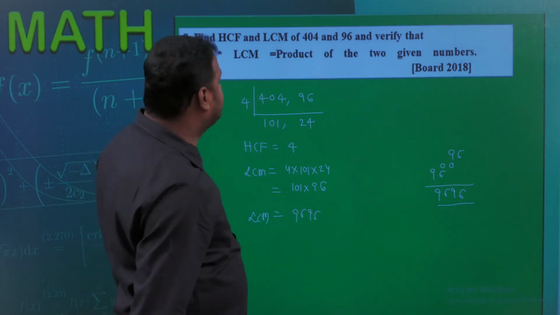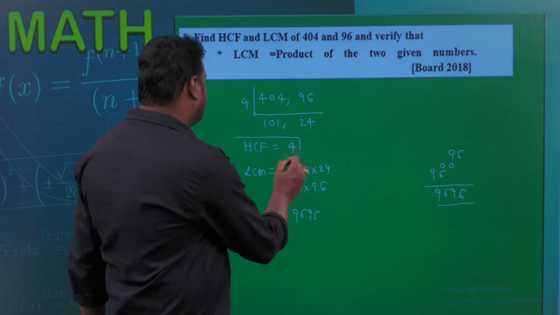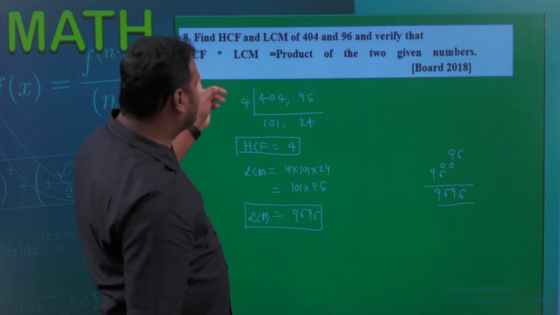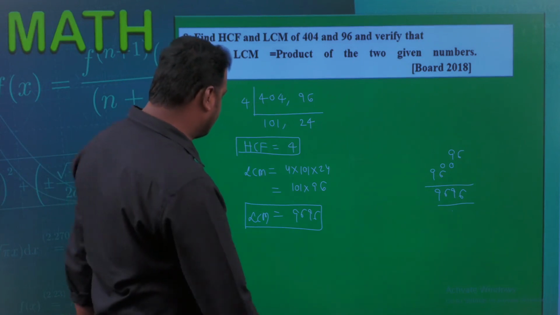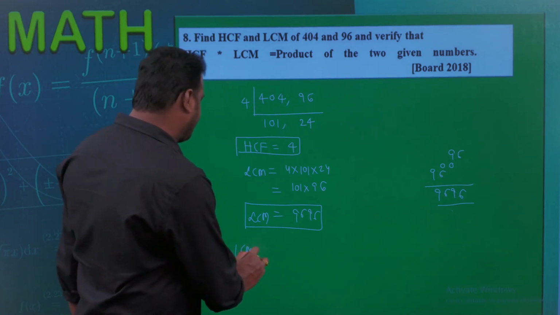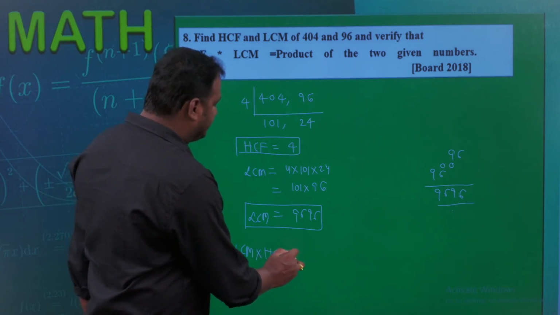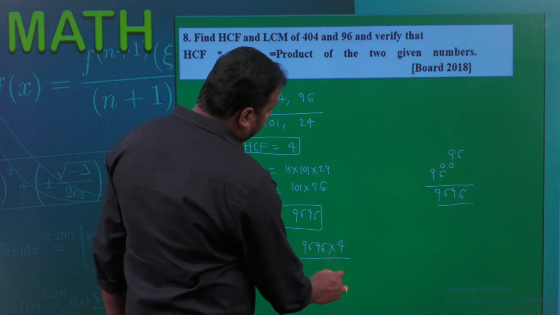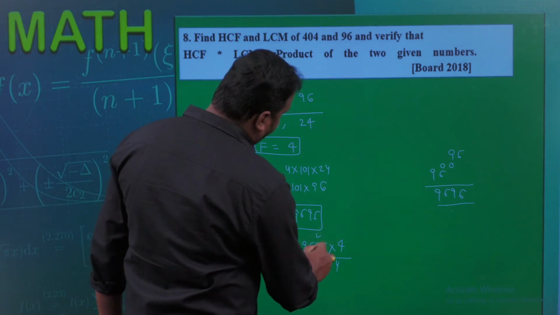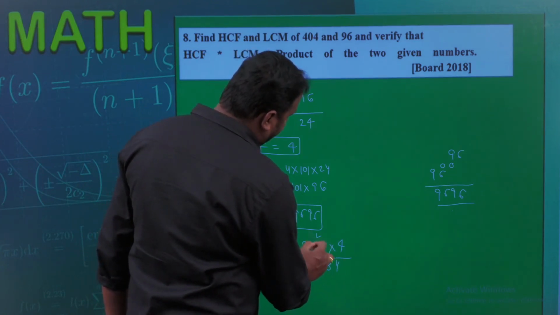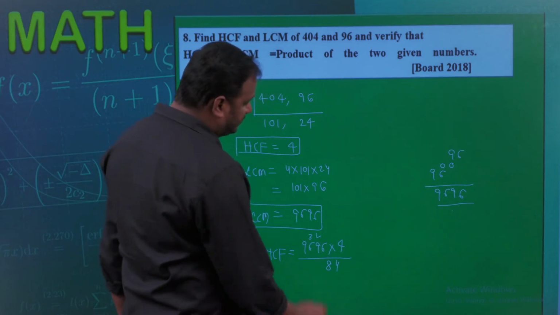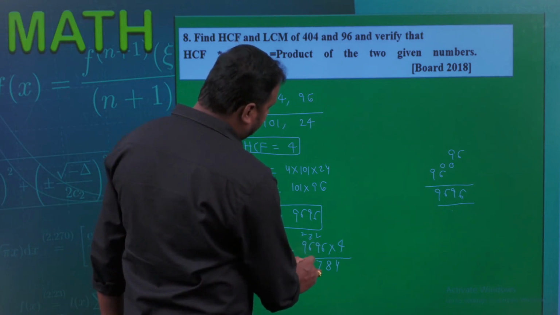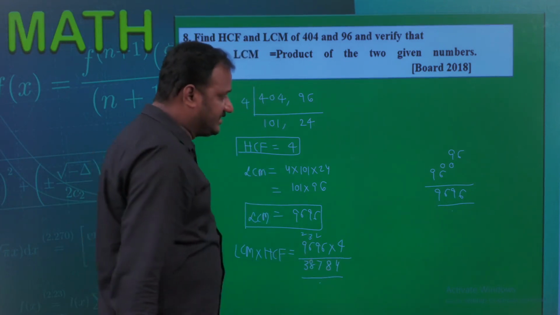And what is the next one? In the problem given, you found the HCF of the numbers and the LCM of the numbers, and later you will have to verify whether LCM into HCF is equal to the product of the two numbers or not. Now I am going to write LCM into HCF equal to 9696 into 4. 4 6s are 24, 4 9s are 36 plus 2 is 38, so 38784 is the LCM into HCF.